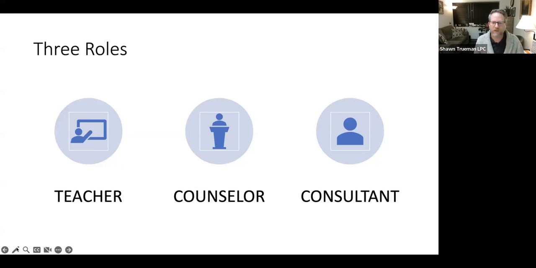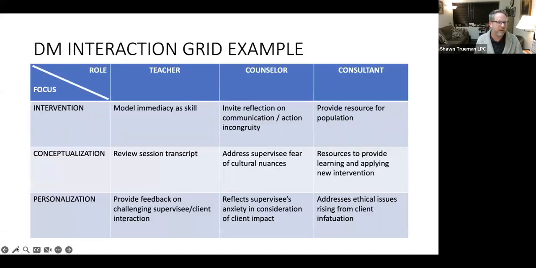And then finally, the role of consultant. That's more of a collegial role where you're encouraging the supervisee to trust their own development and to own and develop themselves as a clinician. So teacher, counselor, consultant, serving in the different focuses of intervention, conceptualization, or personalization. What you see here is basically just a 3x3 grid of how these might interact for you as a supervisor with a supervisee. Now, the discrimination model is situation specific.